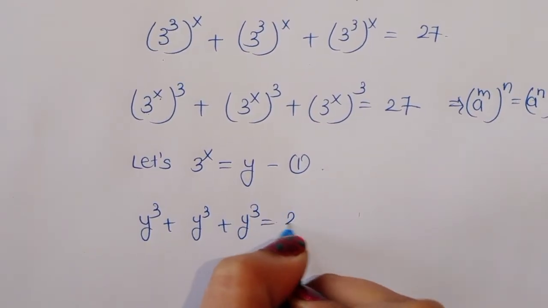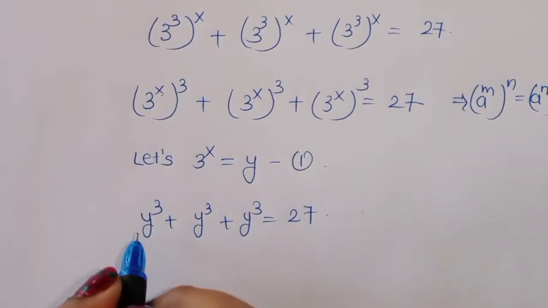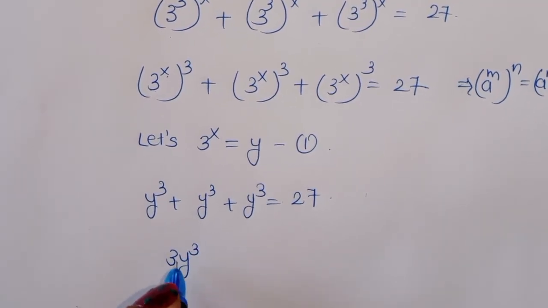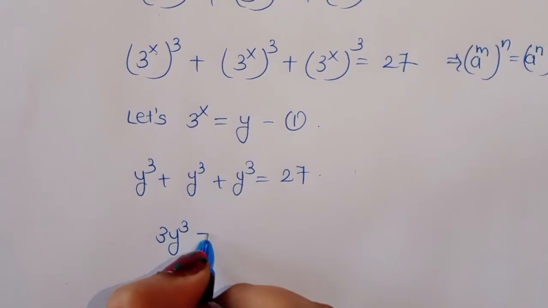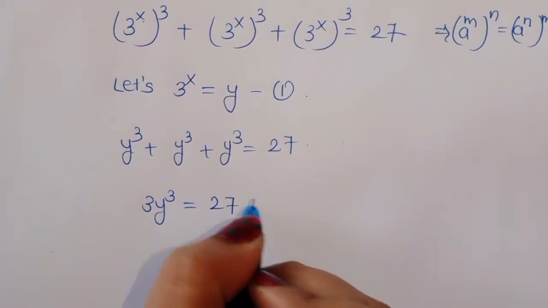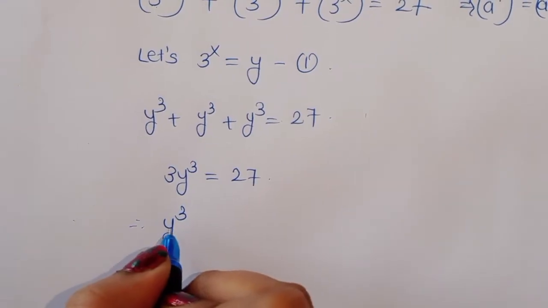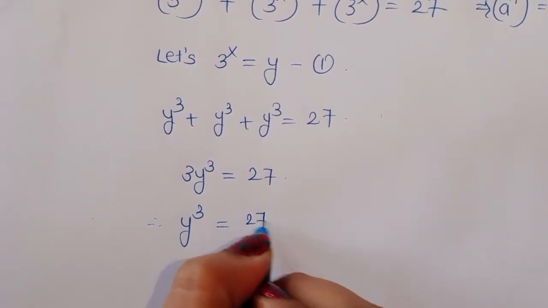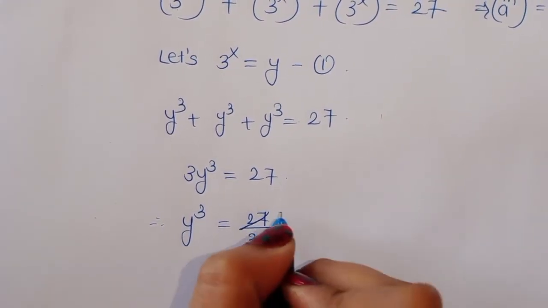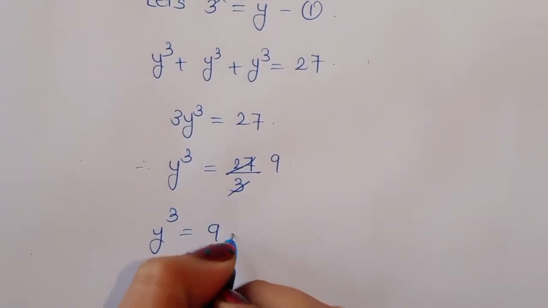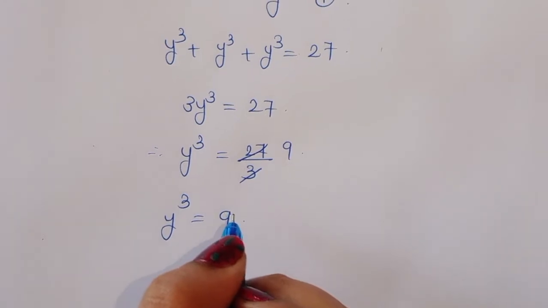Now we can write this as y power 3 plus y power 3 plus y power 3 is equal to 27. Thus we can write 3 y power 3 is equal to 27. Therefore y power 3, or y cube, is equal to 27 divided by 3. 3 nines are 27. Y cube is equal to 9. But we have to find out the value of y.